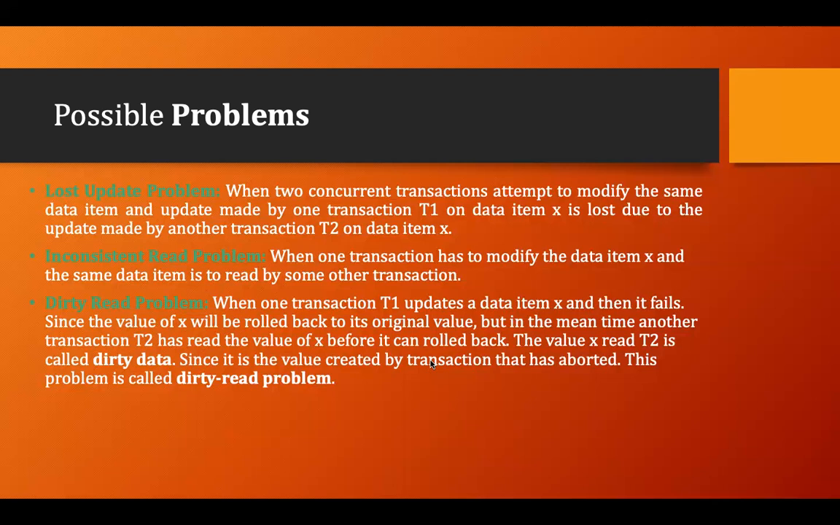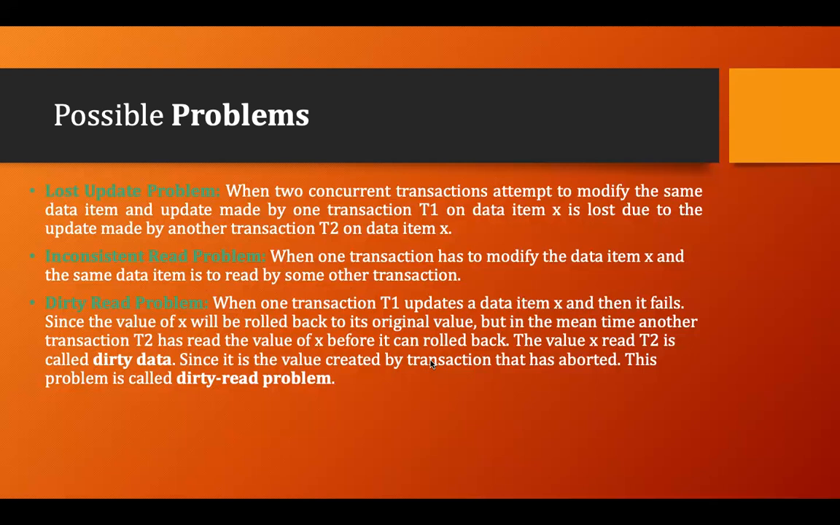What happens in inconsistent read? There is a transaction which is supposed to modify the data of X, but the changes have not been made in the database, and another transaction is taking the data directly from the database, not the modified data. Then it is called inconsistent read. Here in inconsistent read, there is no failure, but a transaction has to read the updated data, and it has not read the updated data. That happens in inconsistent read.